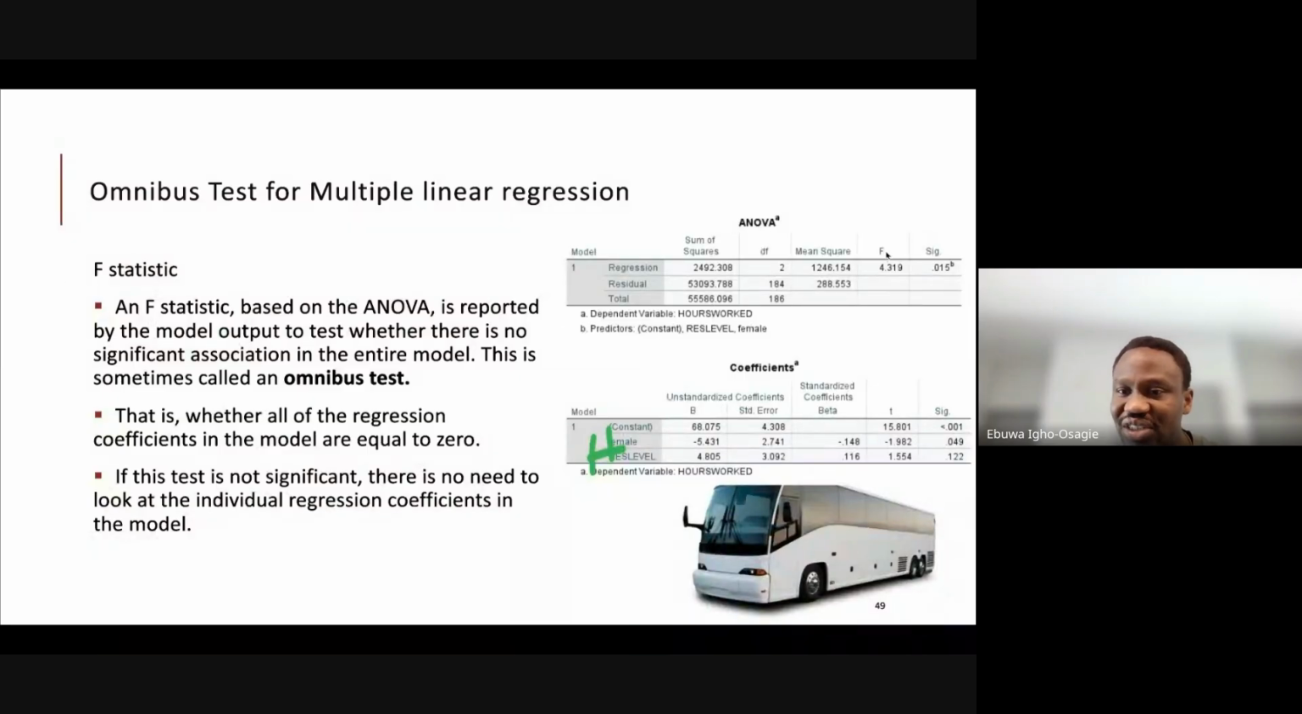I showed you the F statistic here for that multiple regression where we adjusted, and we said that it's from an ANOVA. It is reported by the model output to test whether there is no significant association of the entire model. So this is the omnibus test. It's everybody, the coach, the drivers, everybody is in the bus, and we're looking at whether that works. And if the test is not significant, there's no need to look at this, because your model is bad or your model is wrong. Okay.